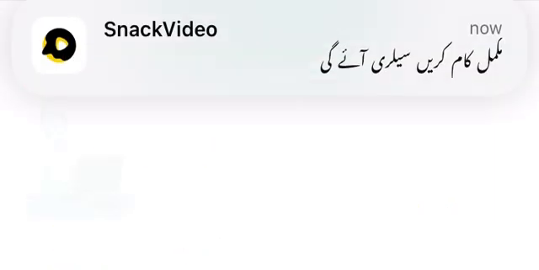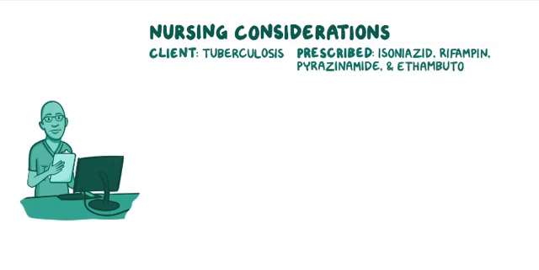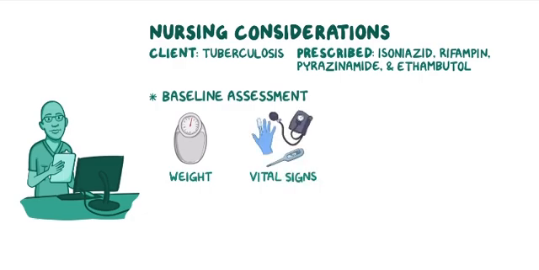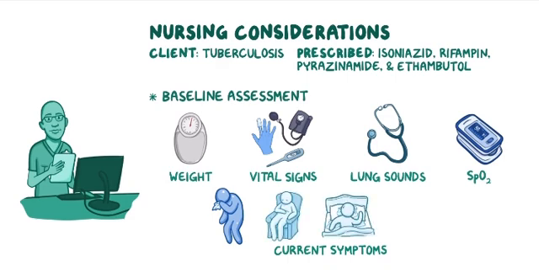Alright. When caring for a client with tuberculosis who has been prescribed a treatment regimen consisting of isoniazid, rifampin, pyrazinamide, and ethambutol, start by performing a baseline assessment, including weight, vital signs, lung sounds, SpO2, and current symptoms, such as a productive cough, fatigue, night sweats, and anorexia.